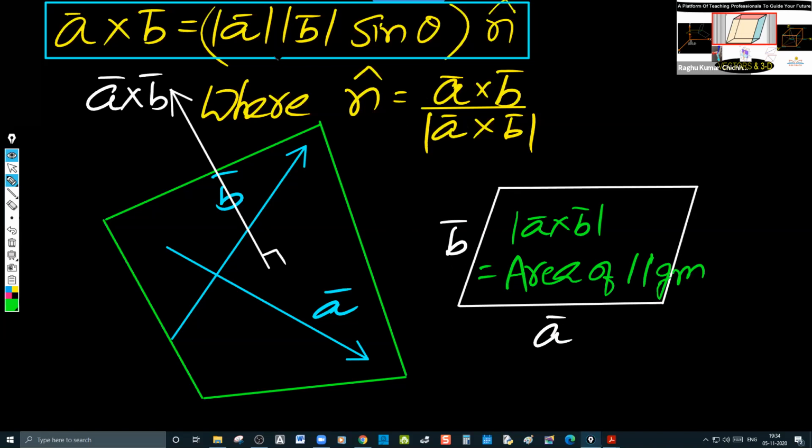So the geometrical meaning of the scalar product we have already taken. It is the orthogonal projection of A bar on B bar into mod B bar. Like that, the geometrical meaning of the cross product is the area of the parallelogram. Okay. It's clear, please. Both of you respond.